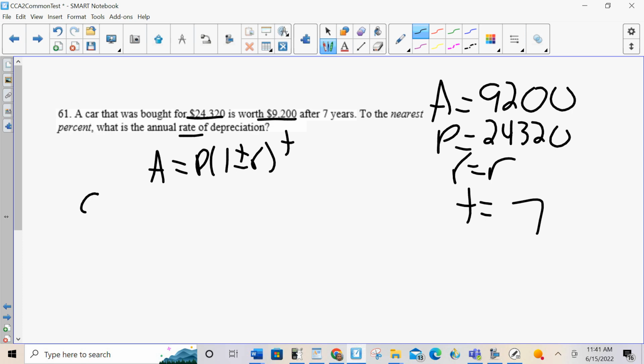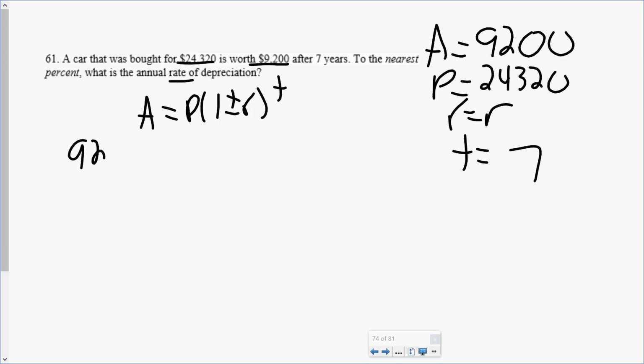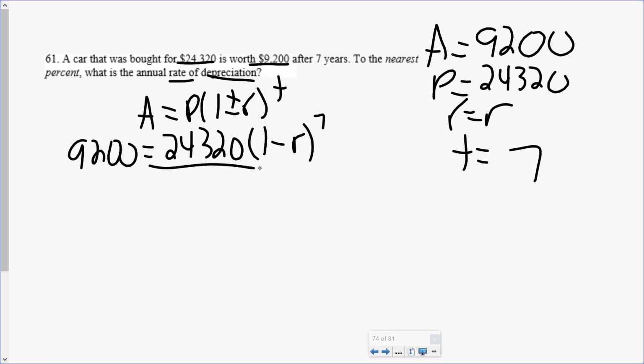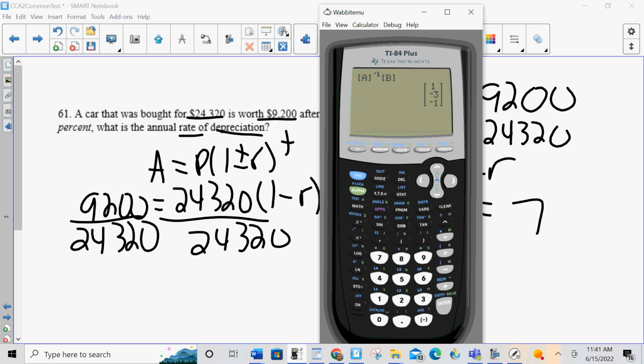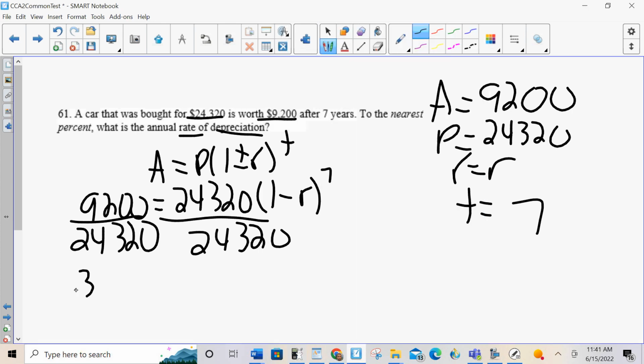So I've got 9,200 equals 24,320. Because it's depreciation, it's getting smaller. It's 1 minus the rate to the power of 7. Now I have to solve the exponential equation, so I divide both sides by 24,320. 9,200 divided by 24,320 is 0.378 equals 1 minus r to the power of 7.